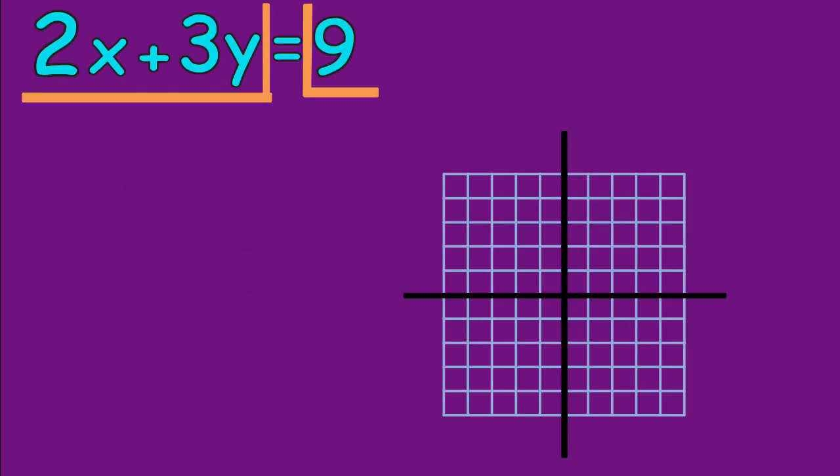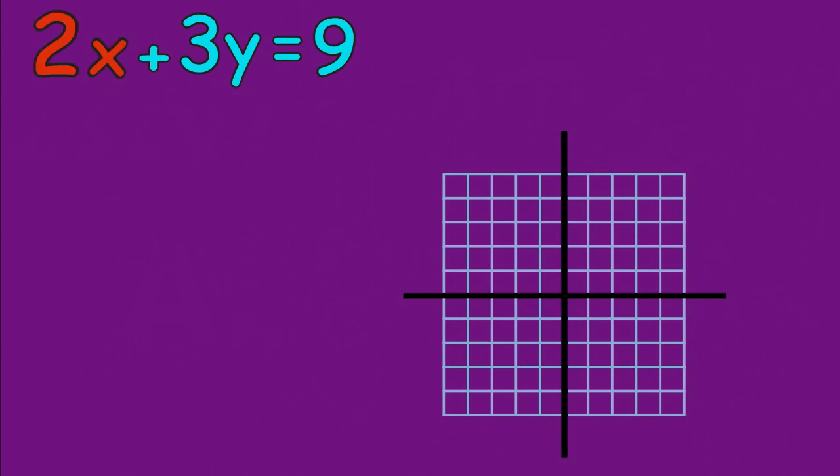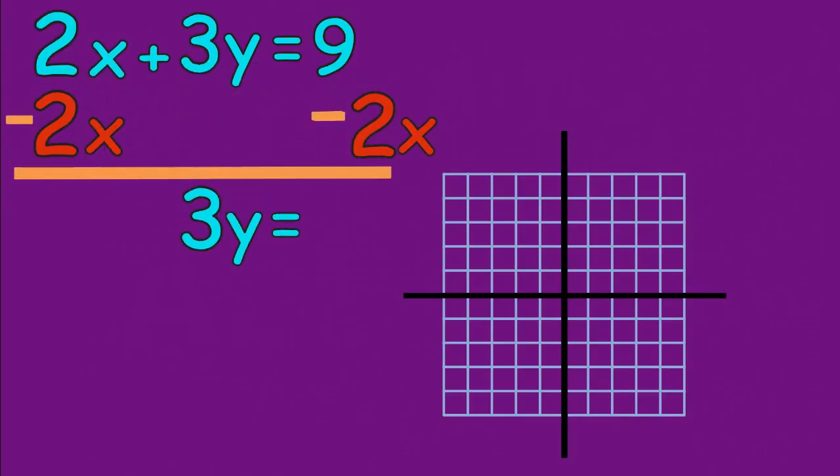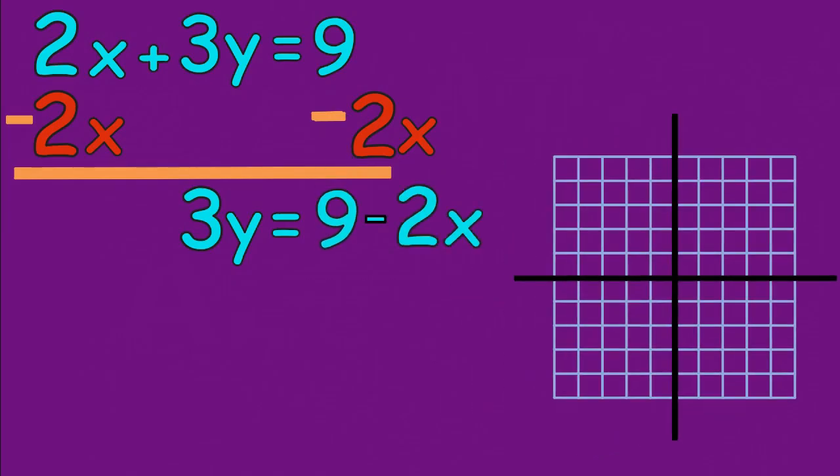To get y by itself, we need to split up the equation into the right side and the left. On the left, we have 2x plus 3y. Look at the term that has no y with it, the 2x. The first step is to move this term to the right side of the equation by subtracting it from both sides. Now we have 3y equals 9 minus 2x. Now we only have a 3y on the left. Since 3 is being multiplied by y, we're going to do the opposite and break them up by dividing.